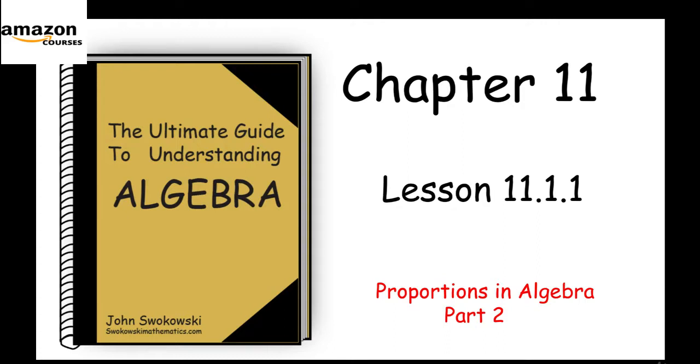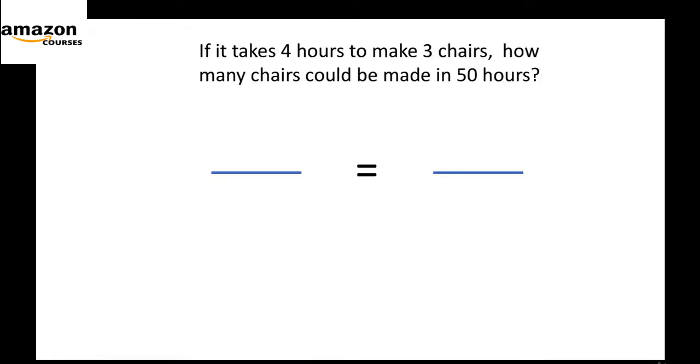In the previous lesson, we learned how to solve proportions that were basically set up for us. So in this section, I'm going to have you set up your own proportions and solve them. So this is a typical proportion type problem that you would be faced with. If it takes 4 hours to make 3 chairs, how many chairs could you make in 50 hours?